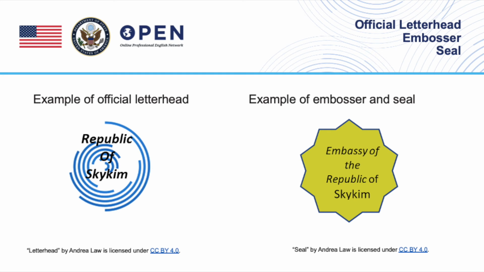On this slide are examples of letterhead and an embosser with a seal I created. The letterhead should be placed at the very top of a written document. The seal goes toward the bottom of the document at the end of the writing.